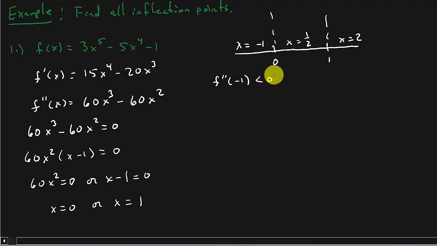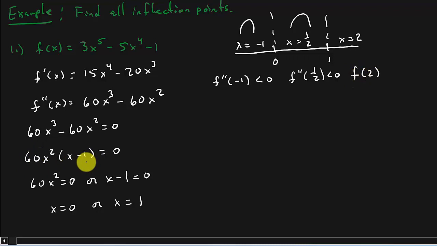Negative times a positive is negative. And so this is concave downward. And then if we plug in the 1/2, that's positive out here. 1/2 minus 1 is negative. Positive times the negative is negative. So f double prime of 1/2 is negative. So that's concave down. And then we have f of 2.